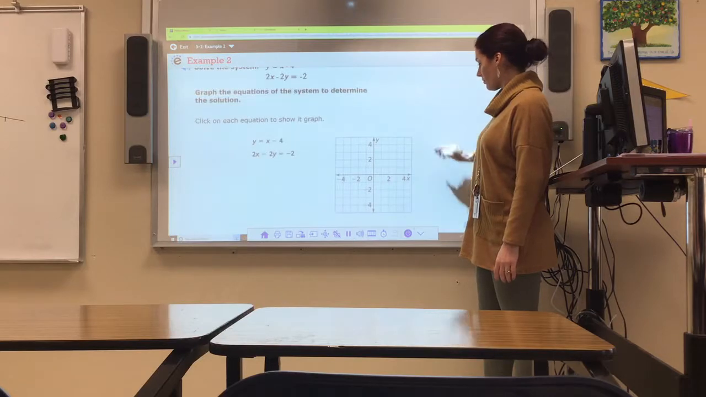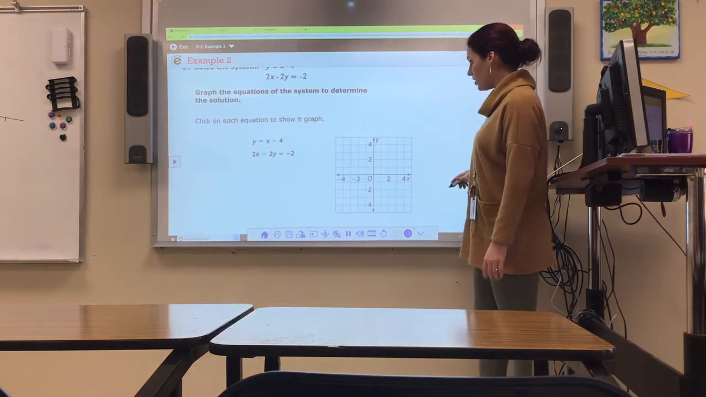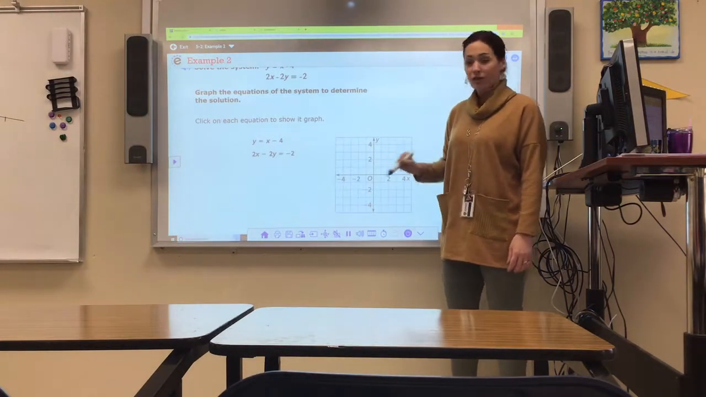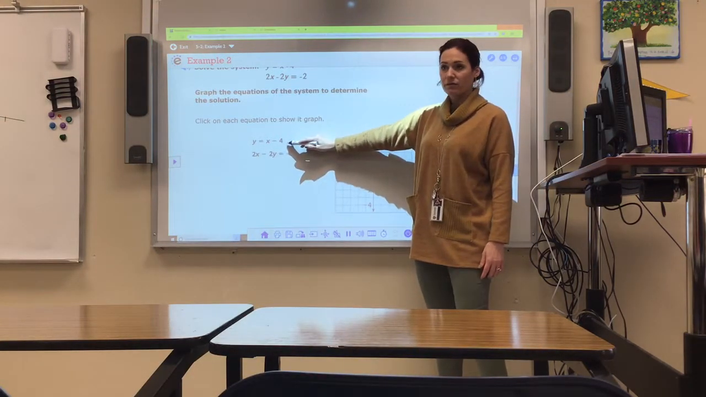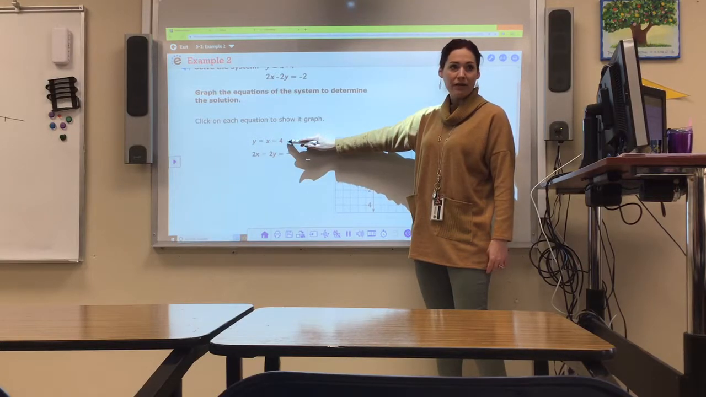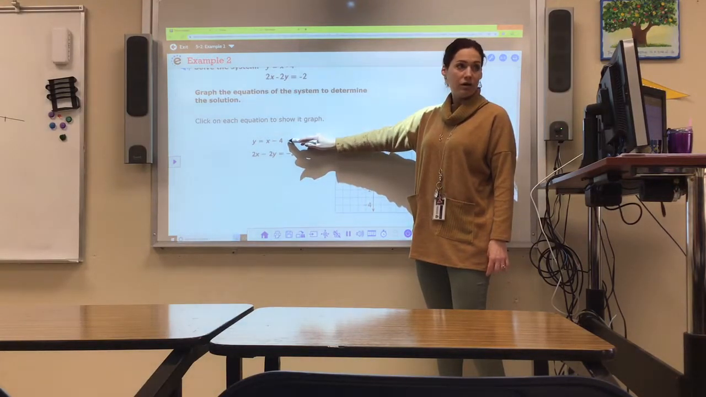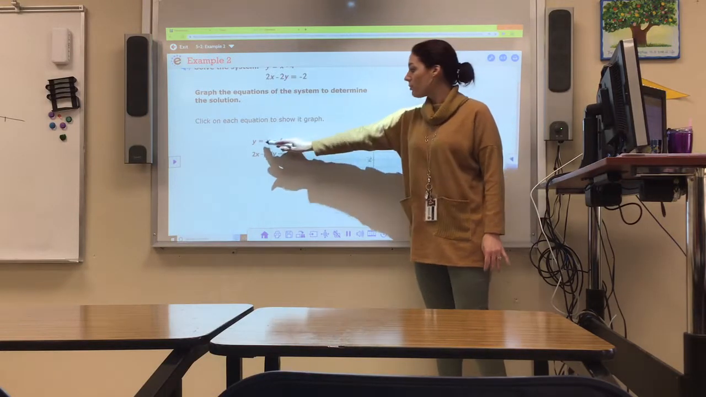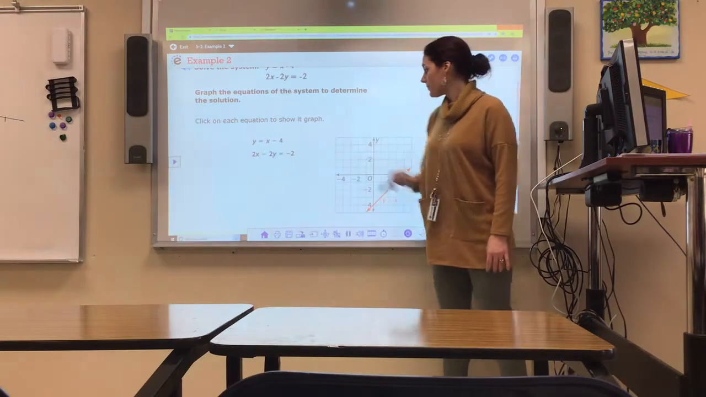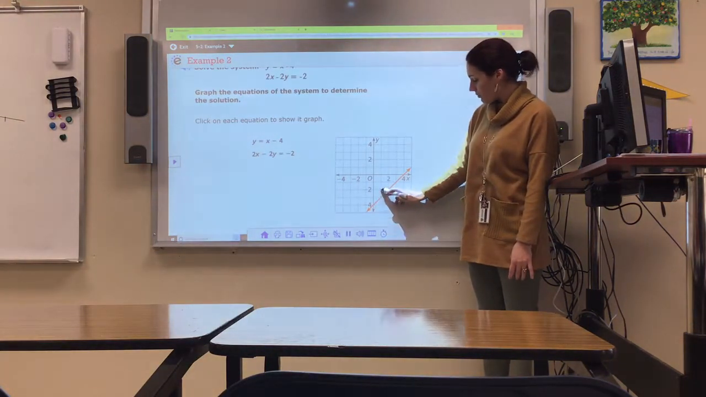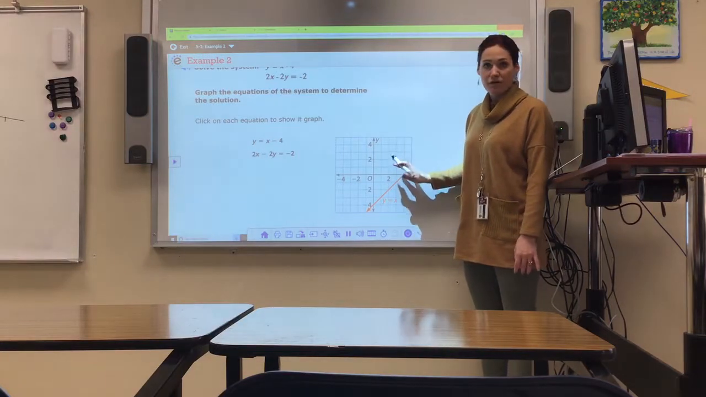Okay. So we have a system of equations here. The first one, you know how to graph that, right? x minus 4, how would I graph it? Hannah, how would I graph x minus 4? You go down 4, and then you go up 1 and over 1. We got a slope of 1 right there. There it is. So it starts at -4, up 1 over 1, up 1 over 1, up 1 over 1. So there's the first graph.